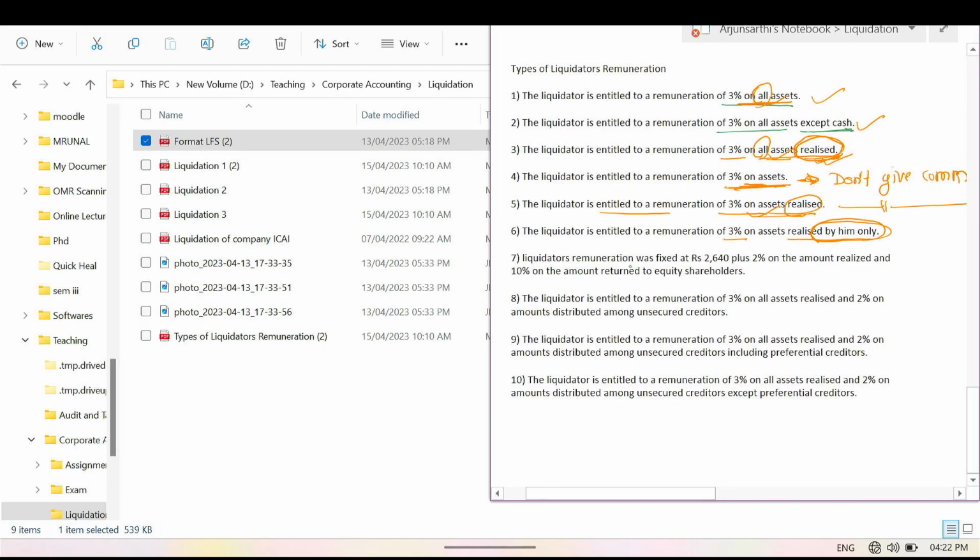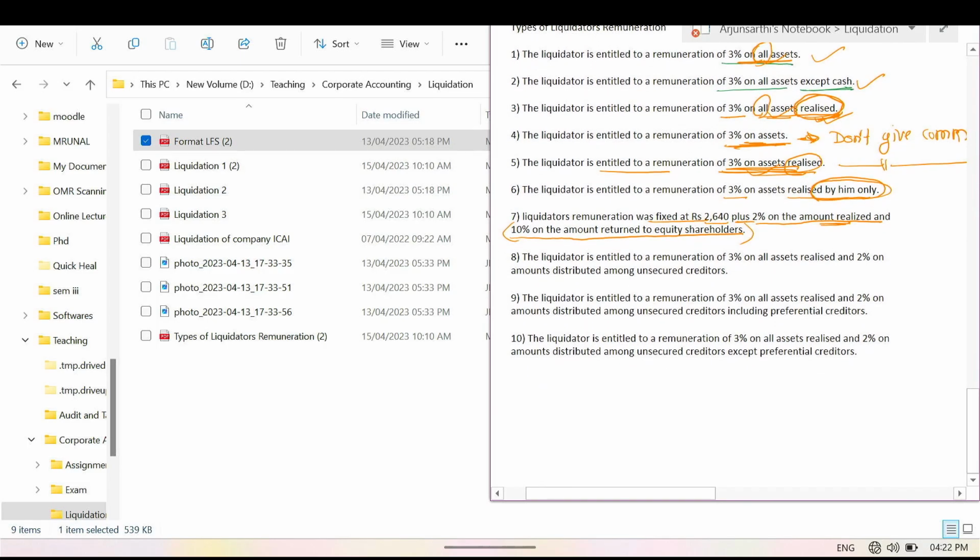Then next, the liquidator's remuneration was fixed, what, 2640 he will get, let it be sold by anyone, he will get a fixed amount of 2640, plus he will get 2% on amount realized. Now 2% on amount realized, what is the meaning of amount realized? That we have already studied. On amount realized, on asset realized, that means on amount realized, both are one and the same in this case. That means here 2% on amount realized, 2% on assets except cash, correct? Now all assets except cash, and 10% on amount returned to equity shareholders.